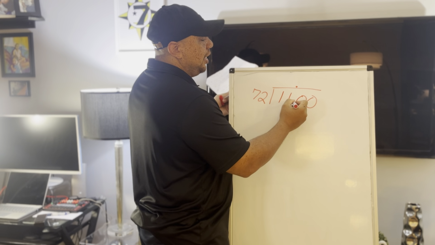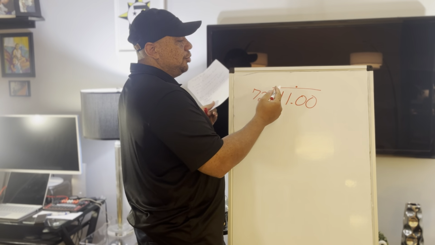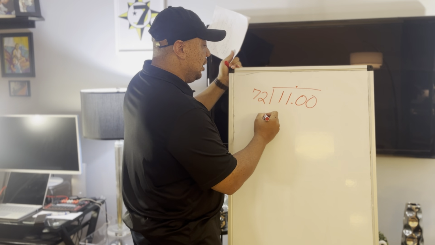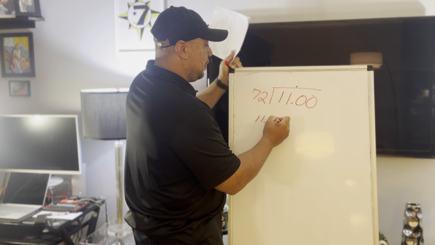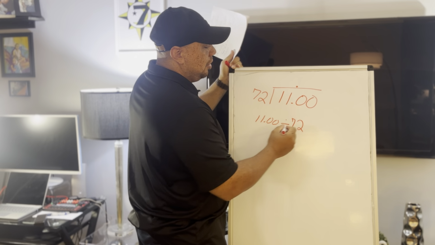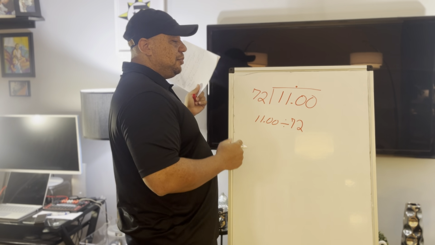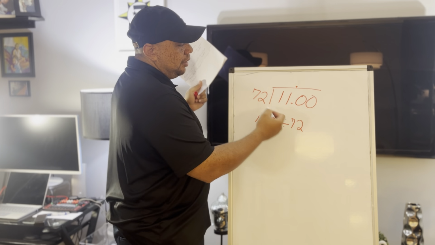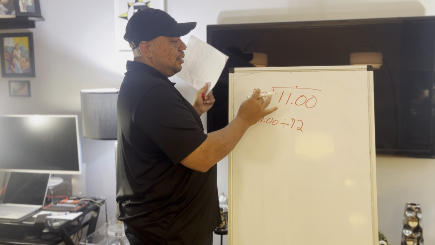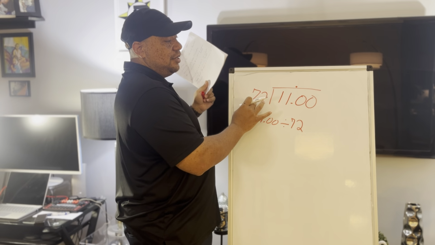Always make sure you have things in line when you're doing division. You can also write it like this: $11 divided by 72. But that's the way you would see it on paper. You can't really work it that way. This is the way we put the total in the house and divide it by the divisor.